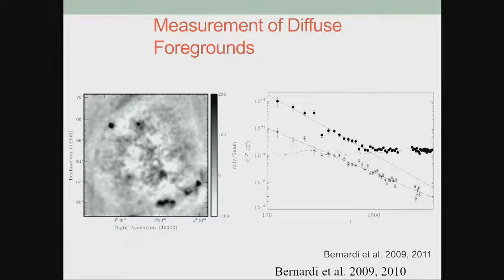The second thing here is the foregrounds in polarization. The difference is that you have very few polarized sources in astrophysics. So you don't have this noise floor from the sources. So you can go down and down and down. Although the signal is smaller, polarization shows you things more clearly. Okay?